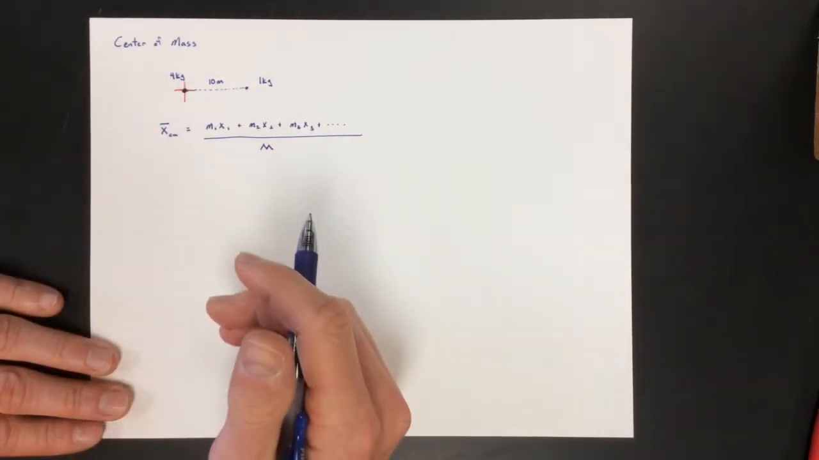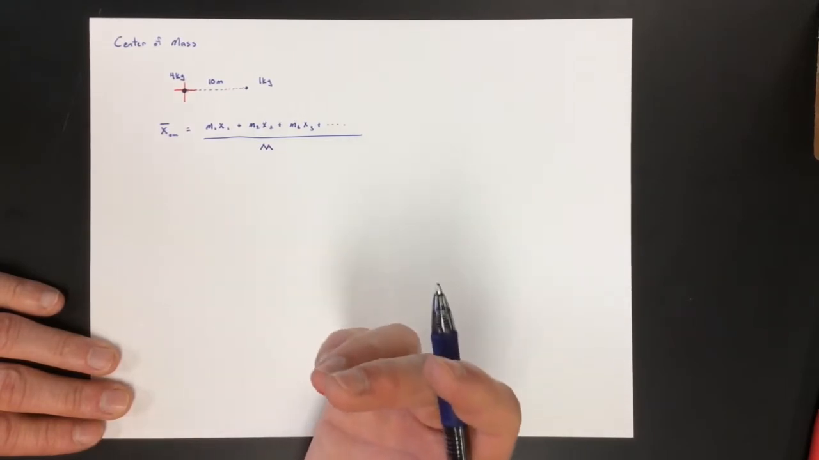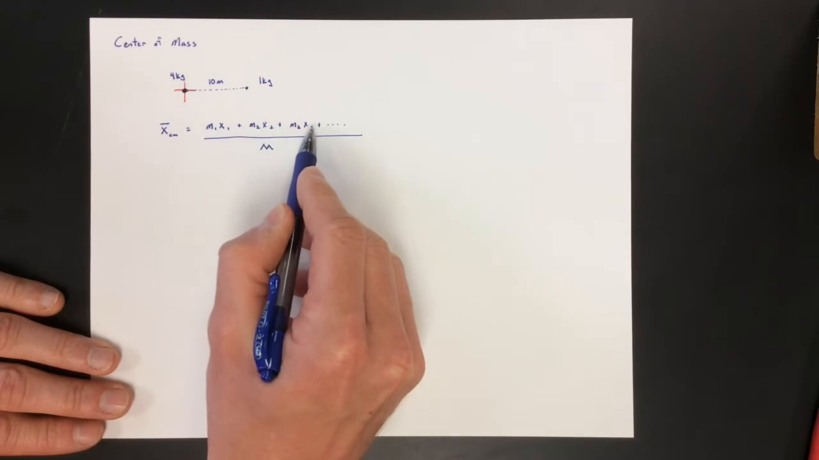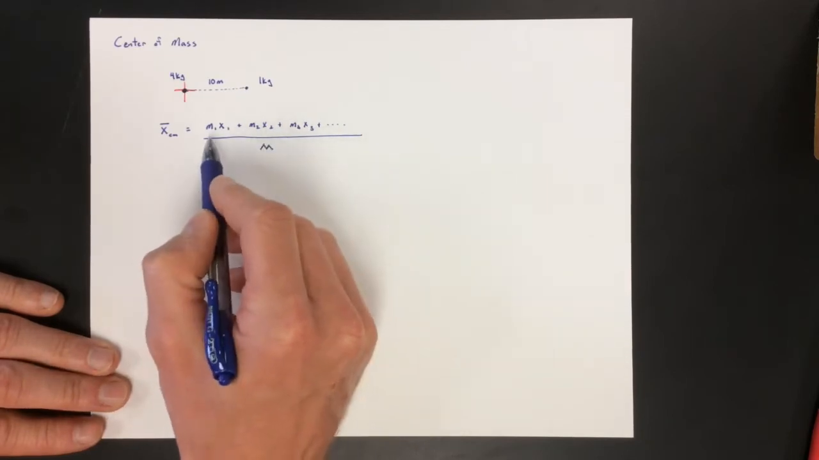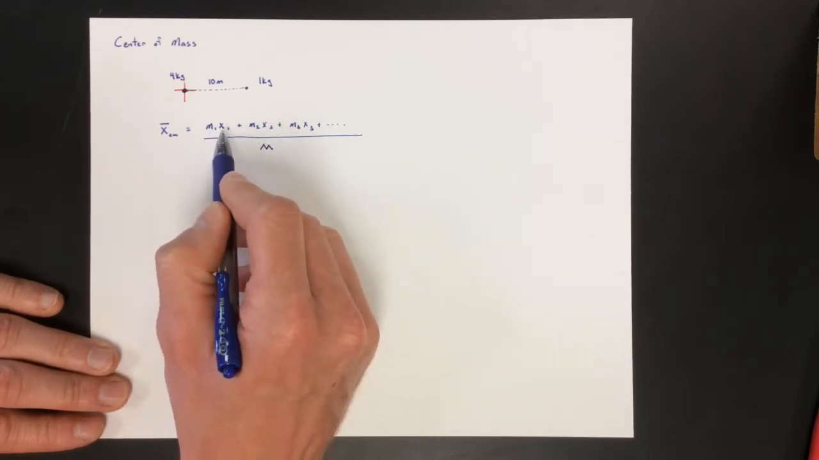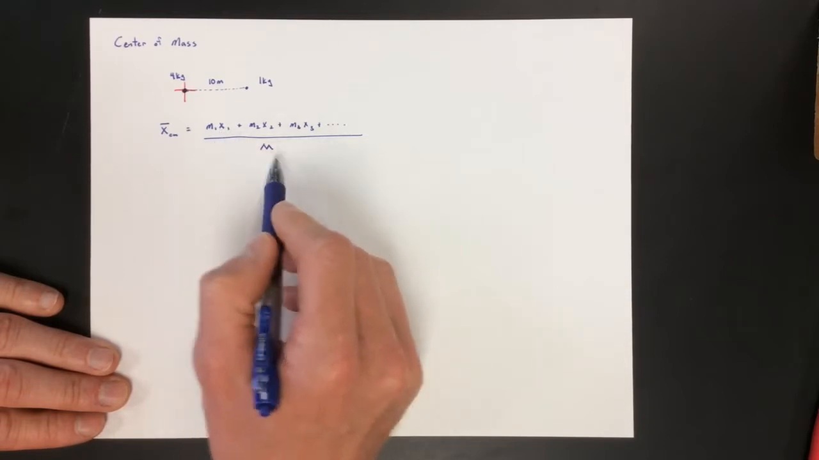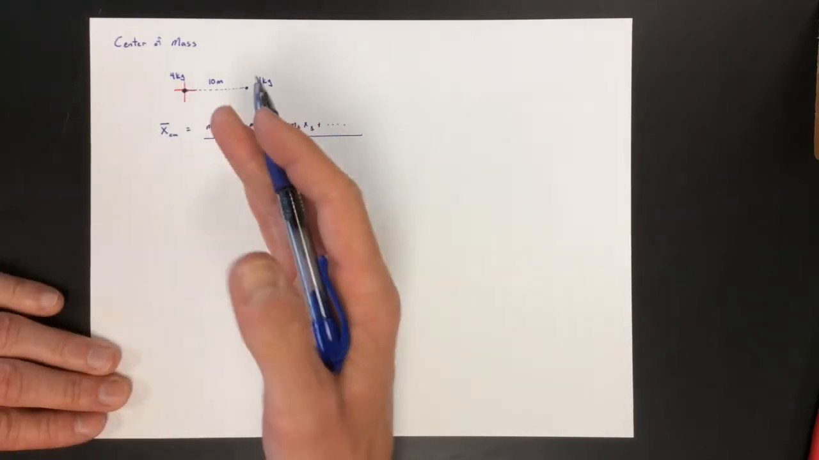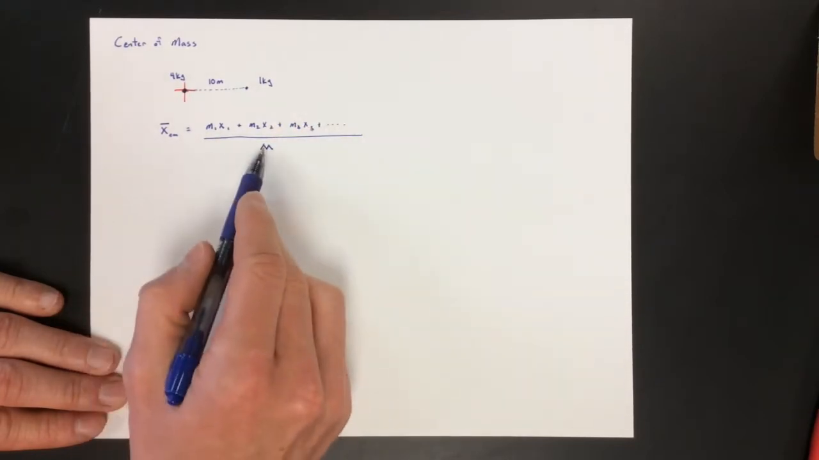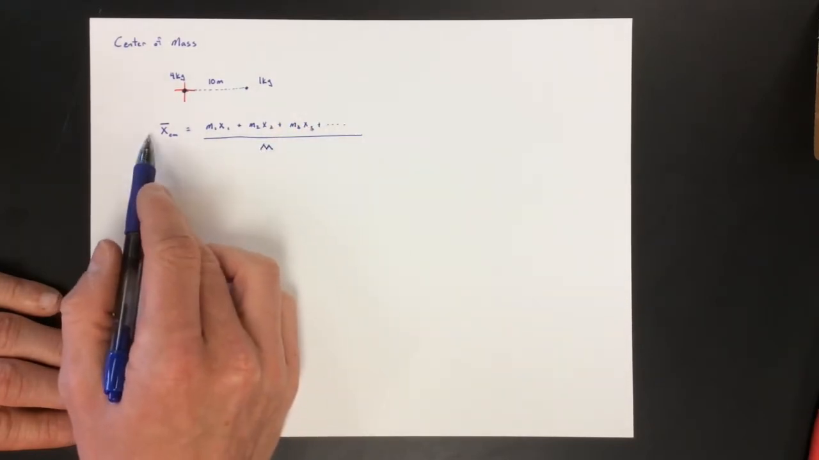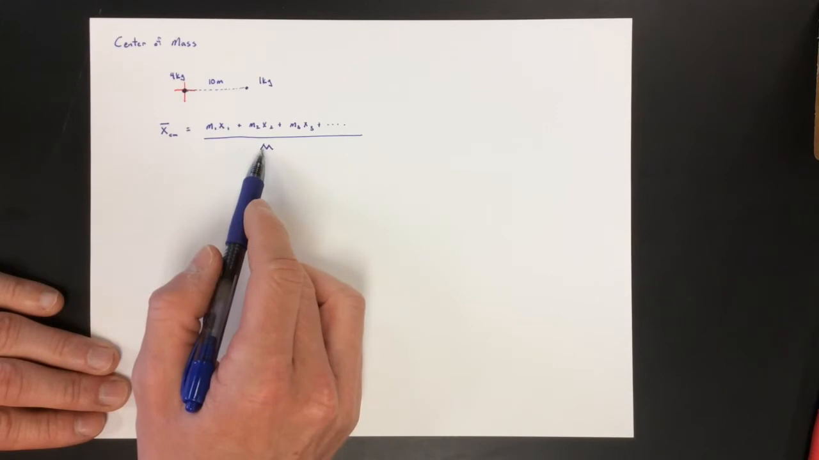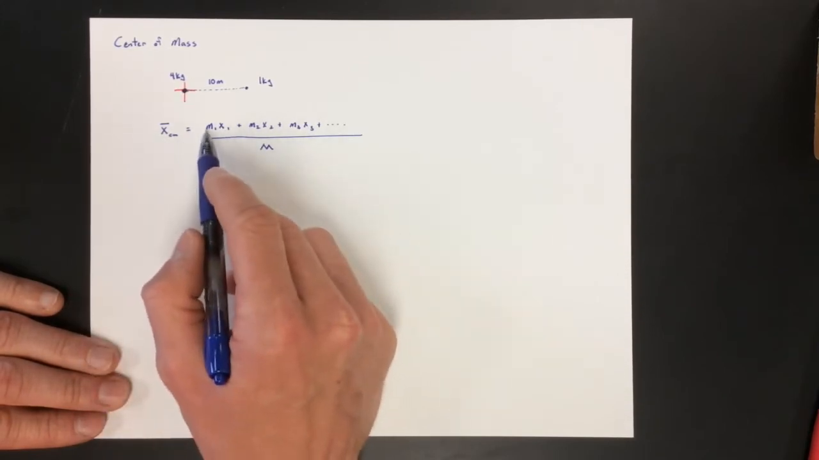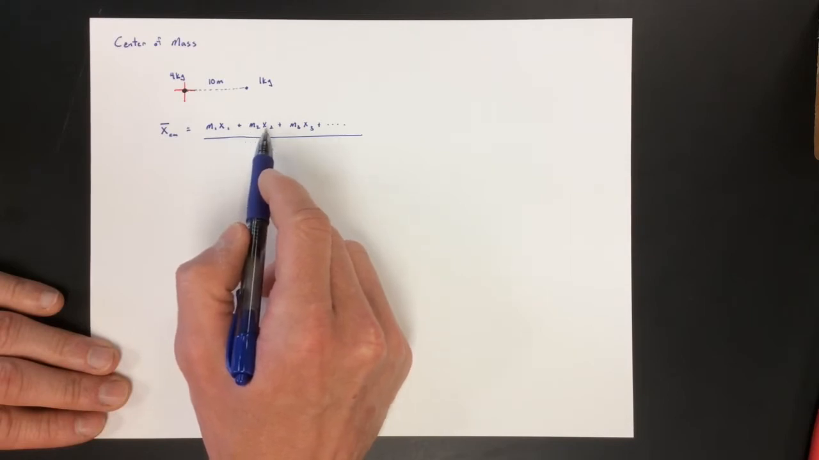Now think about what this is saying. This is just how we find the average of anything. We take each position and we weight it, meaning we multiply it by the mass that's at that location, and then we divide by the total mass. That gives us the average center of mass of the total system. Just think about if you multiplied this M over here, that would make even more sense.